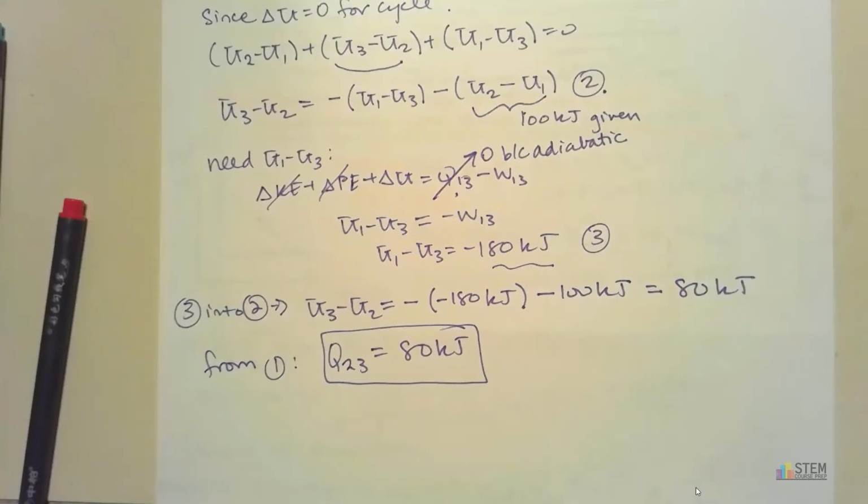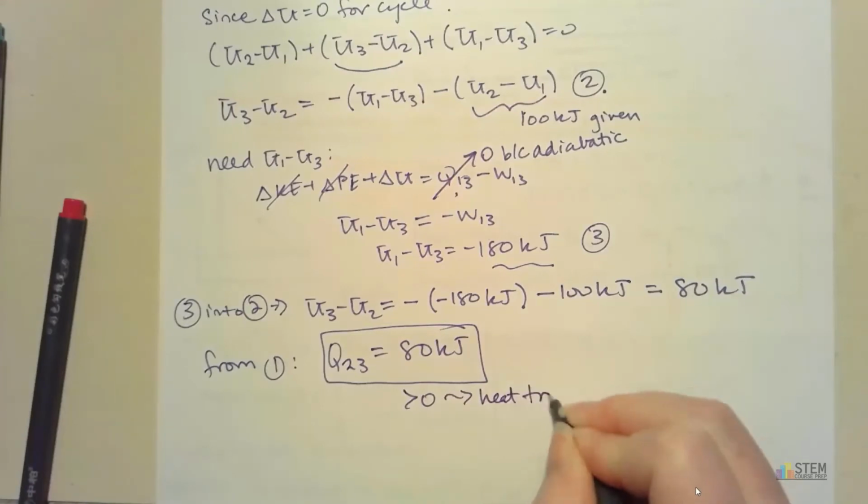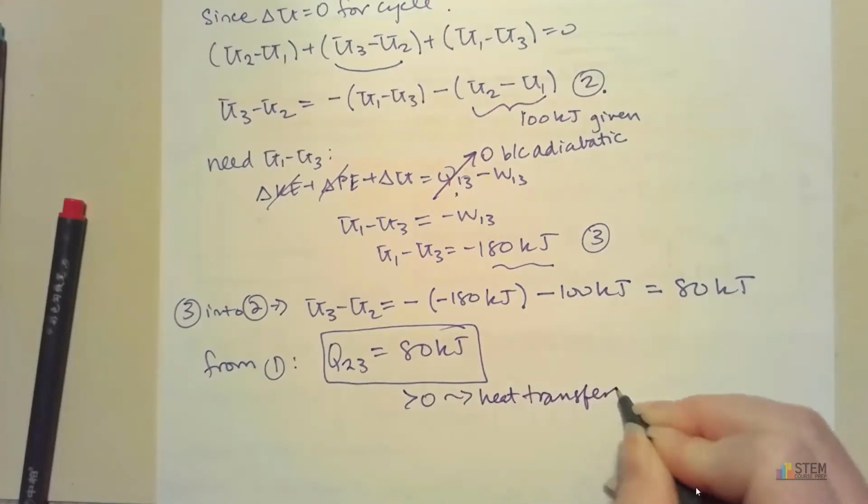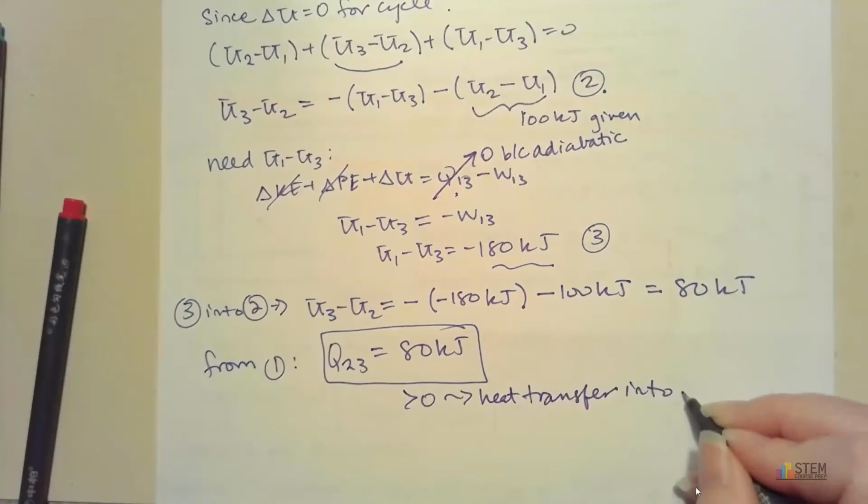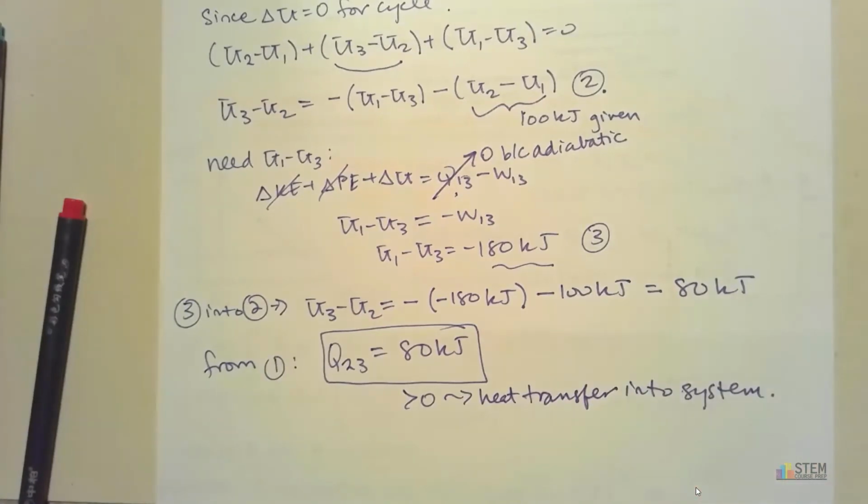Now let's look at the sign. This is a positive number, so it's greater than 0. That means we've got heat transfer into the system. So we've got energy from heat that's coming into our system. Okay, so perfect. We finished that problem. That's kind of a long problem, but it's a good one. It has a lot of different topics in it, and it makes you really look for those keywords.